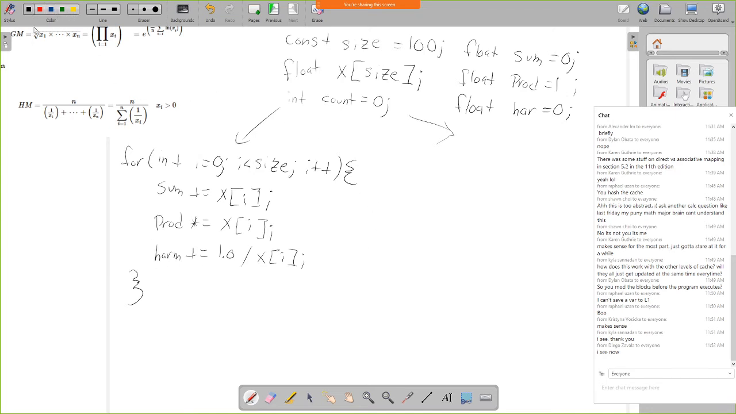And then right at the end we'll say sum divide equals size. We'll just pretend there's some function that takes the root for us. So product equals the root n of product, so it takes the nth root of it. And then for harmonic, we'll say that equals n divided by the previous one. So far, is it clear what that program does?